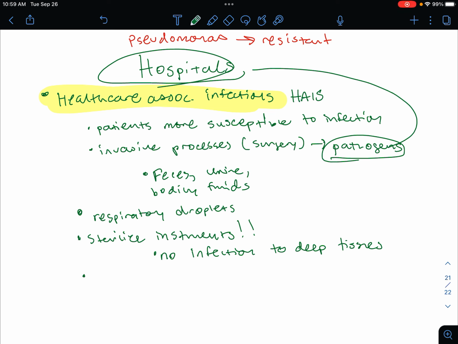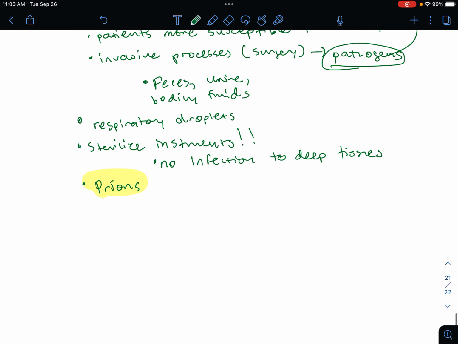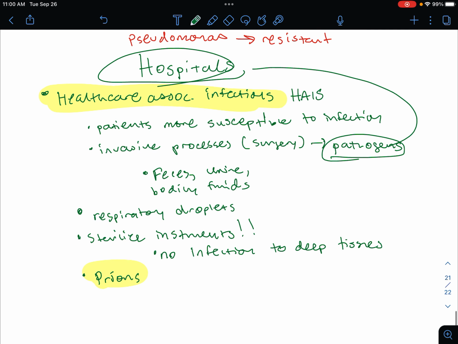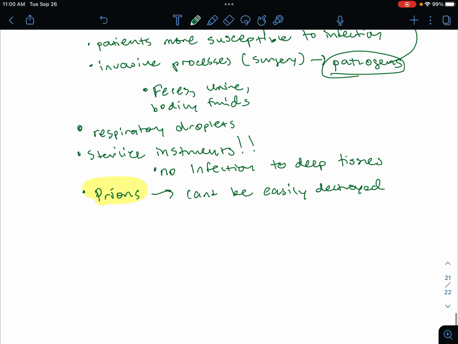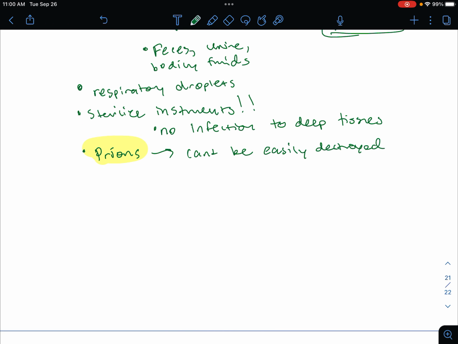Okay, so we still have that concern of prions. We talked about these tricky buggers before. You really need high temperatures. You can't just autoclave. The sterilants will work on everything except for prions. They can't be easily destroyed, even by sterilants. You have to use a lot of strong heat and stuff like that. Alrighty.